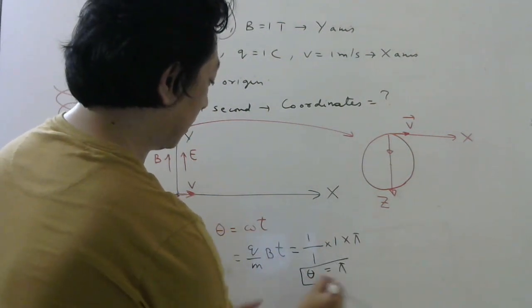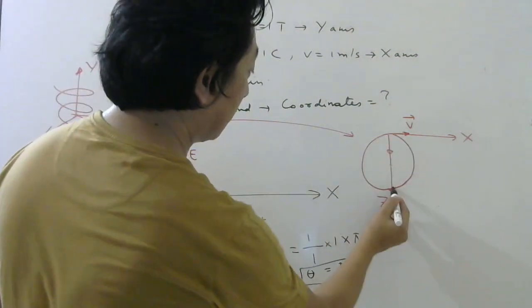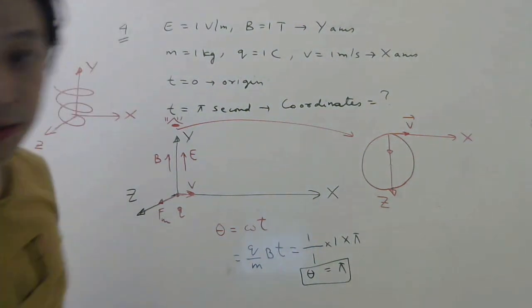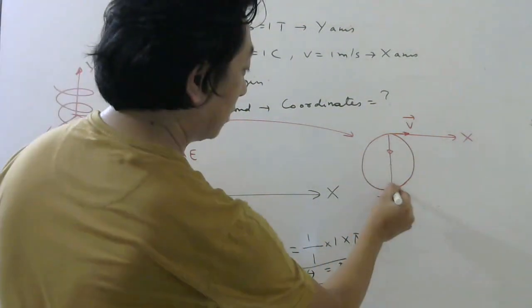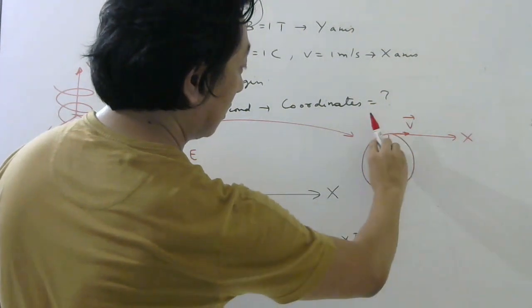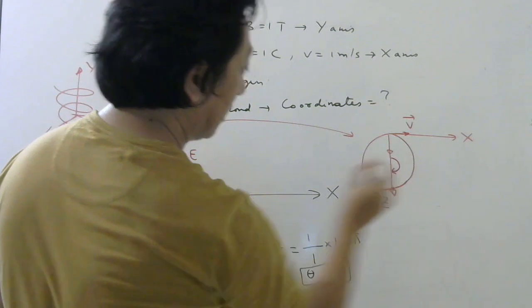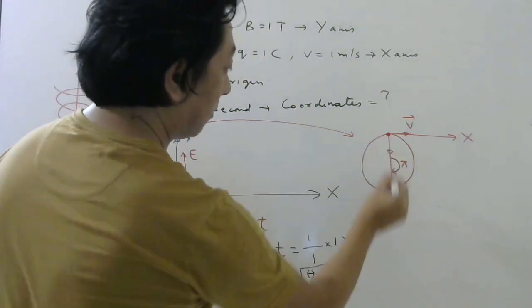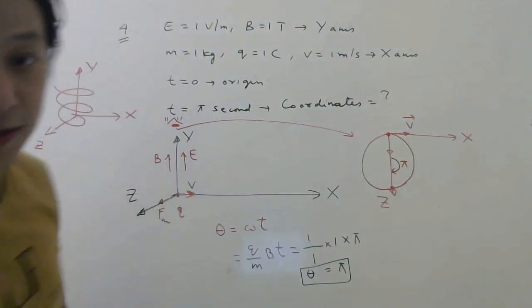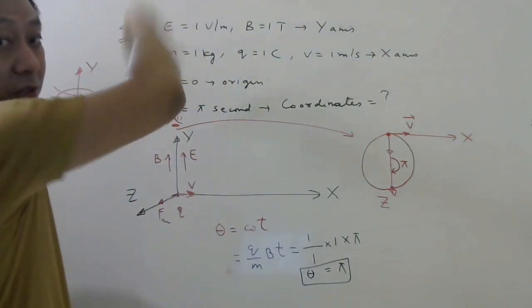Sorry, angle covered is pi. So if angle covered is pi, it means the particle will be here. Understood or not? The particle will be here, because it was here and then the radius turns by angle pi. If it turns by angle pi, this is your pi, 180 degrees, then the particle started from here, it will be here, correct or not? It will be here when you see from here. Be careful when you see from here.